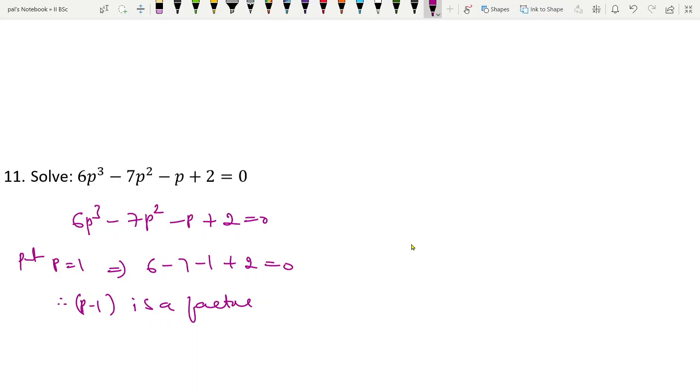Write the coefficient of p cube, it is 6, coefficient of p square, coefficient of p and constant: 6, minus 7, minus 1, 2.